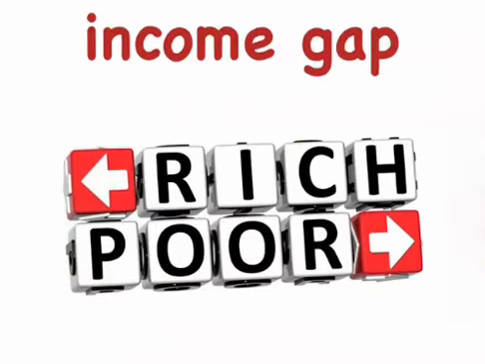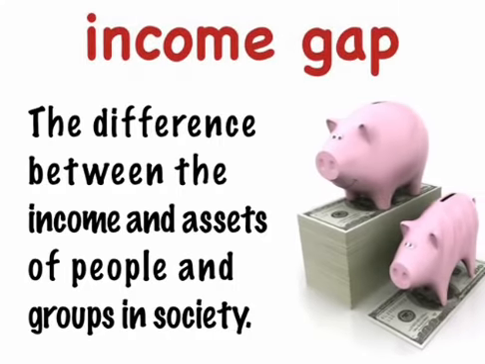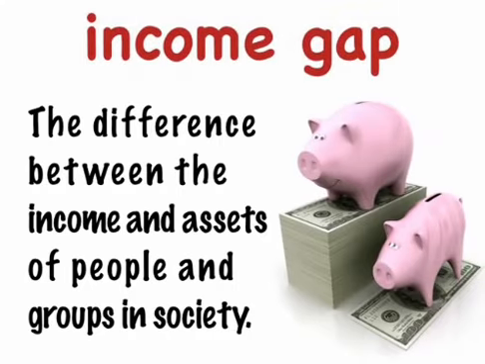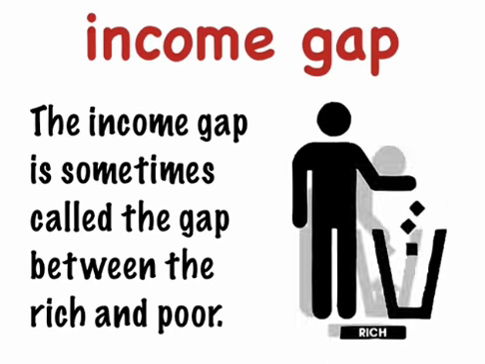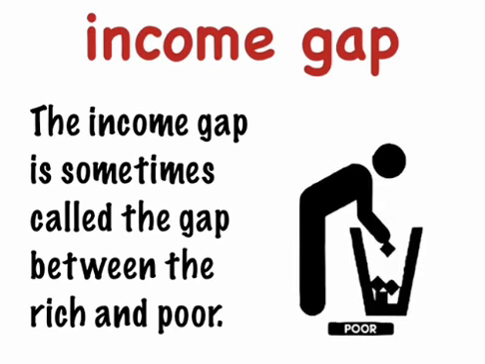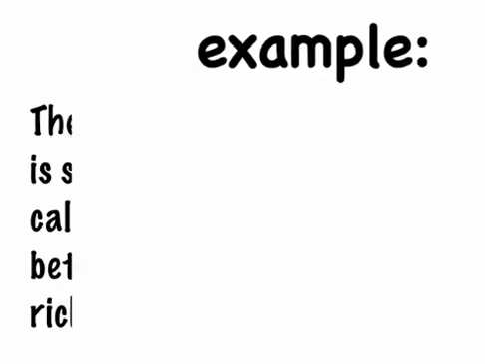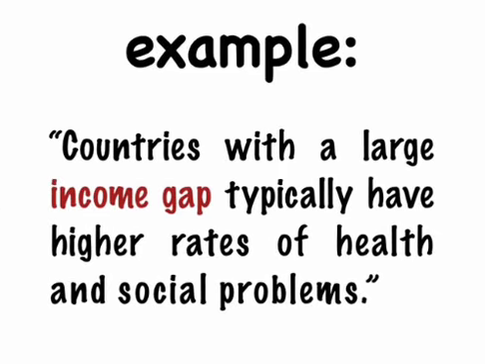Income gap. The income gap is the difference between the income and assets of people and groups in society. The income gap is sometimes called the gap between the rich and the poor. Countries with a large income gap typically have higher rates of health and social problems.